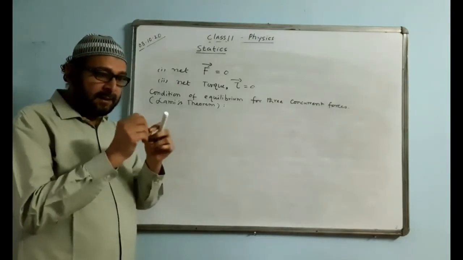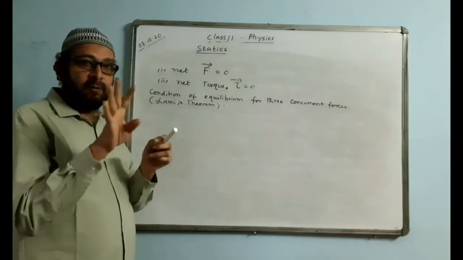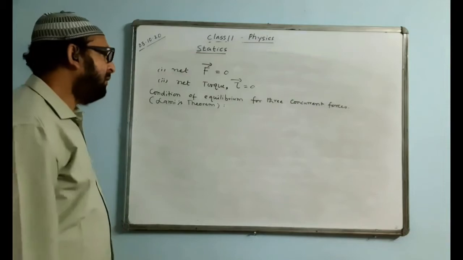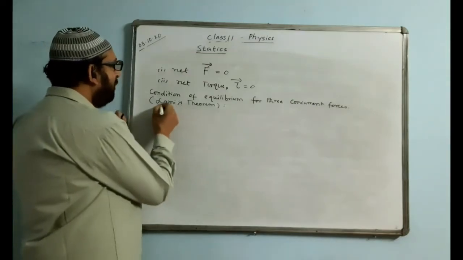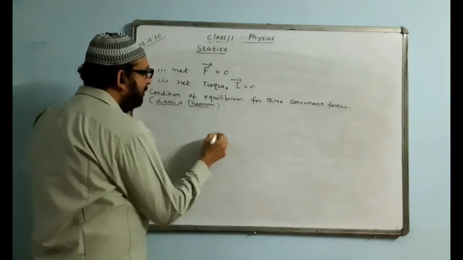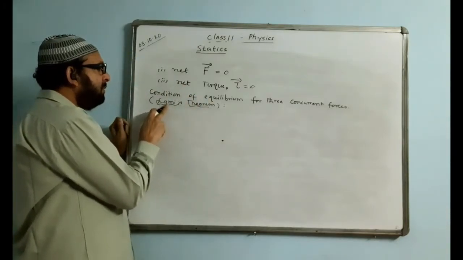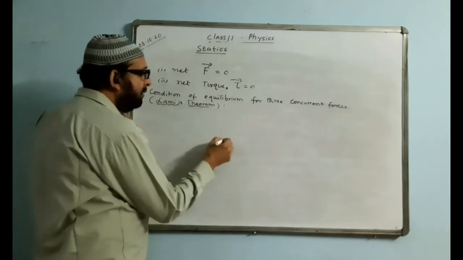The forces acting at the same point. Their point of intersection is the same, three forces. Then we call it concurrent forces. For that there is a special theorem called Lami's theorem. Though it is not compulsory to use Lami's theorem all the time, there is an alternative method also, but this is also a convenient method.